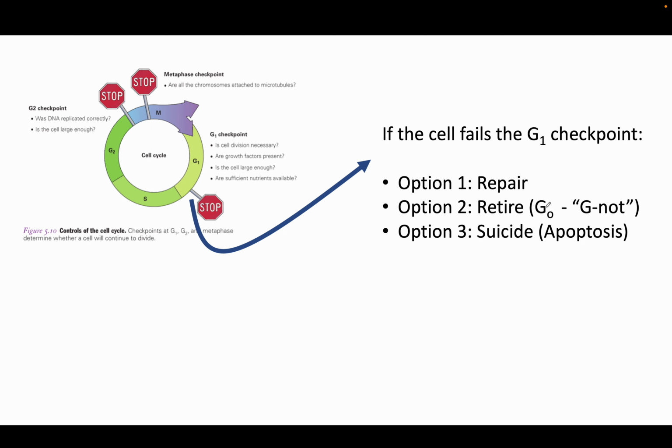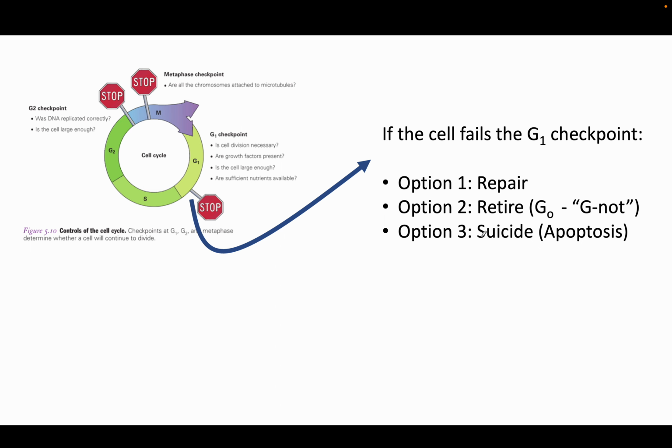Some cells will enter retirement early in your life and never come back out. So that's permanent retirement, like your brain cells, for instance, right? They never go through mitosis again, or your muscle cells. And so retirement, G0, is a permanent thing usually, but it doesn't necessarily lead to the death of the cell.